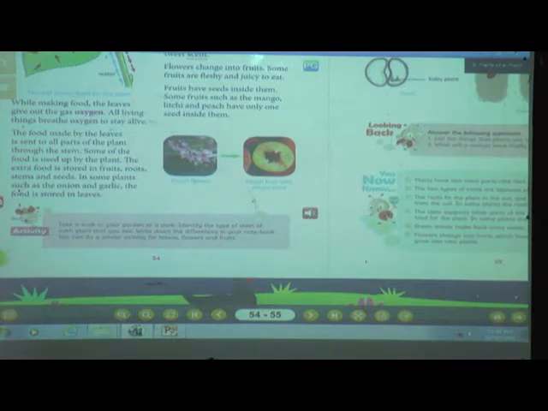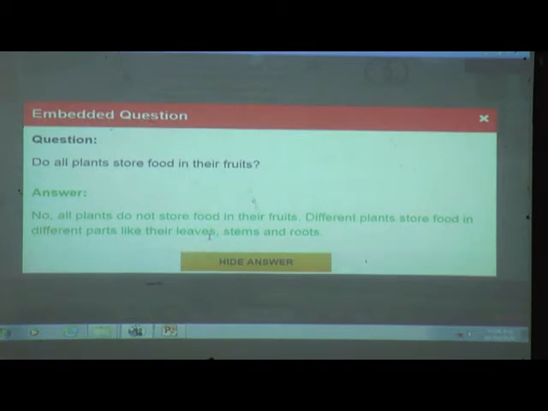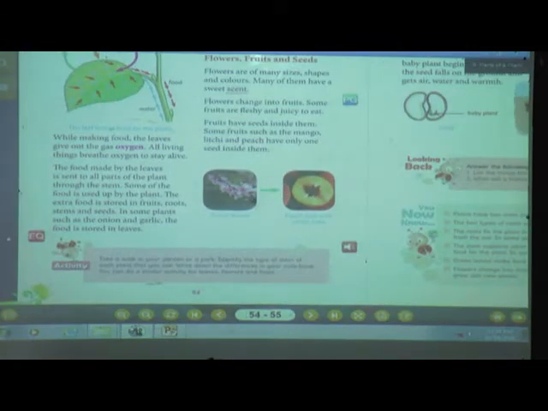Now we will solve one more question. Do all plants store food in their fruit, students? Is it like that? No, not at all. Because all plants do not store food in their fruits. Different plants store food in their different parts, like their leaves, stems and roots also. Isn't it?